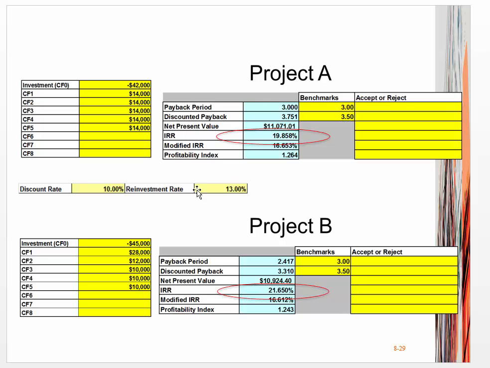And again, as we can see here, the discount rate for the project is 10%. So project A is 19.8%, project B is 21%. So you can see they're both greater than 10, so they're both good projects. However, project B has a higher rate of return than project A.